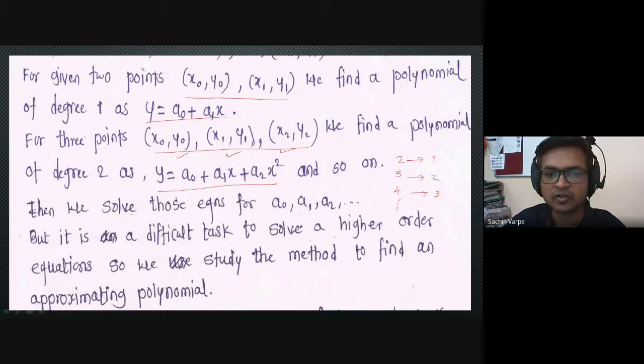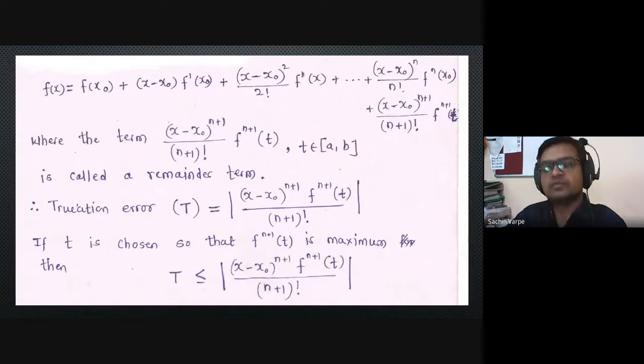Then we solve those equations for a0, a1, and a2, and we substitute those values into these equations. But it is a difficult task to solve higher order equations. So we study the method of finding the approximating polynomials, and that is nothing but interpolation. So here, the first way to find such an interpolating polynomial is this f(x), called a Taylor series expansion.